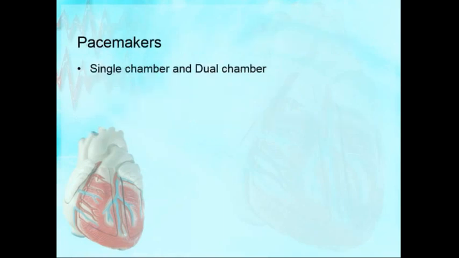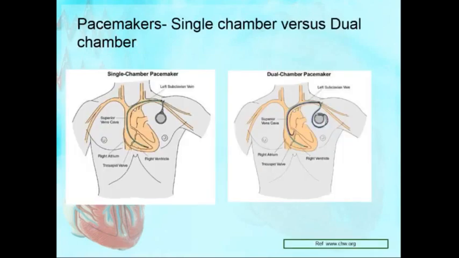Devices is CID. Single chamber, dual chamber. So now, single chamber, dual chamber wise, just the picture wise, where do they put a single chamber pacemaker? If you were to put one pacemaker wire, it's usually going to be in the ventricle.